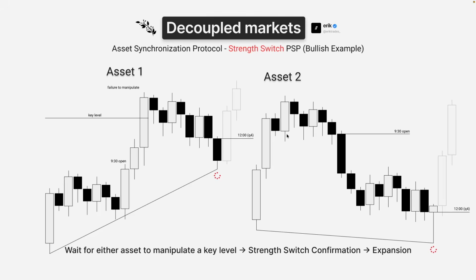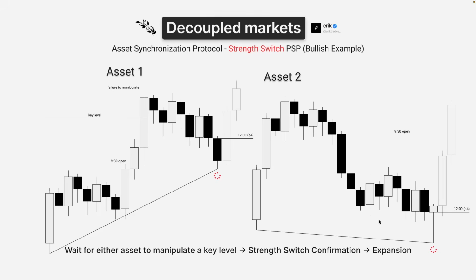It doesn't have to be 12. This is just a very, very ideal scenario that you have. We consolidate here. After this, you have this strength switch PSP, right? So this asset 1 is more bullish, therefore it should be closing a bullish candle. Asset 2 is more bearish, therefore it should be closing a bearish candle. But we have it the other way around. You have the asset that took the key level and the more bullish asset closing bearish, and you have asset 2 that is taking the key level and more bearish closing bullish, right? Because we failed to manipulate this key level and we get this strength switch, right, directly at 12.